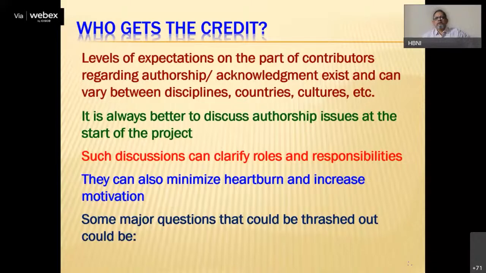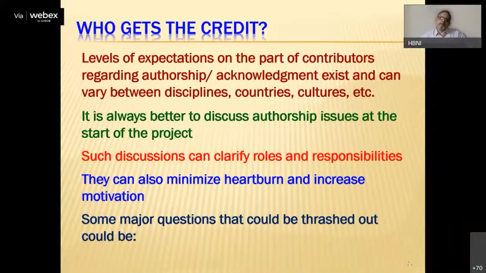So then who gets the credit? Now, the level of expectation on the part of contributors regarding authorship and acknowledgement always exists. You feel that you should be the first author, the other person feels he should be the first author, the PI feels he should be the first author. So these expectations are natural. Also, this varies between disciplines or different areas of research, and between countries and cultures. In India, things may be different. In the US, things may be different. In Europe, they may be different.